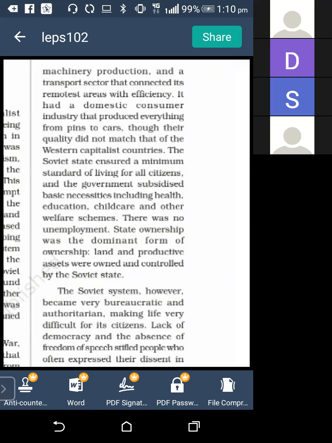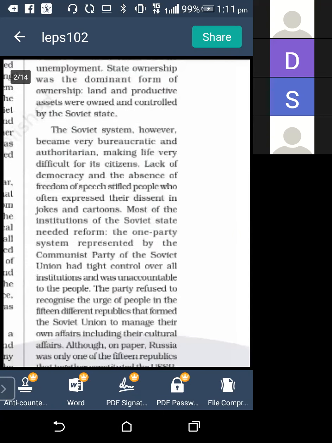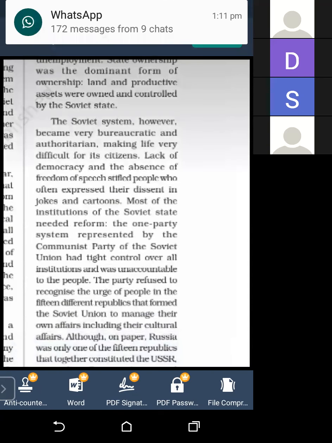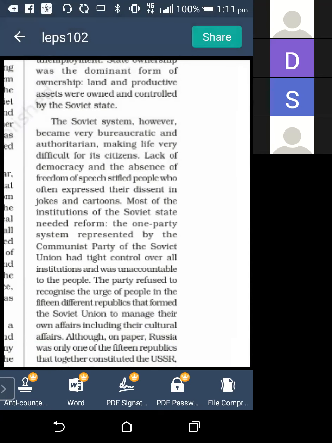The Soviet Union, however, became very bureaucratic and authoritarian. Yeah, everything can't be positive, you know. The Soviet system, however, became very bureaucratic, very strict and authoritarian, making life very difficult for its citizens.